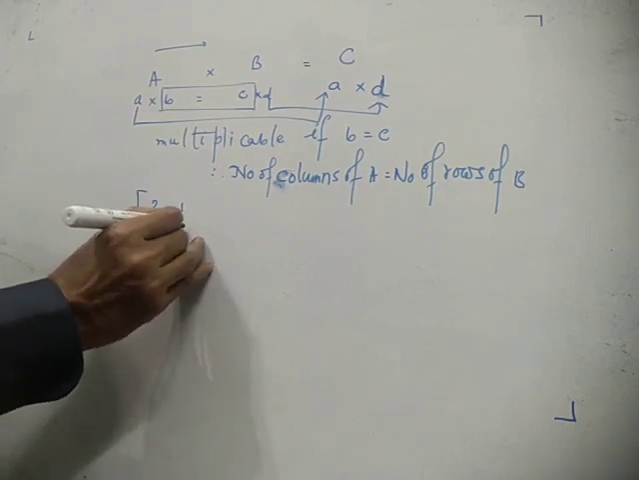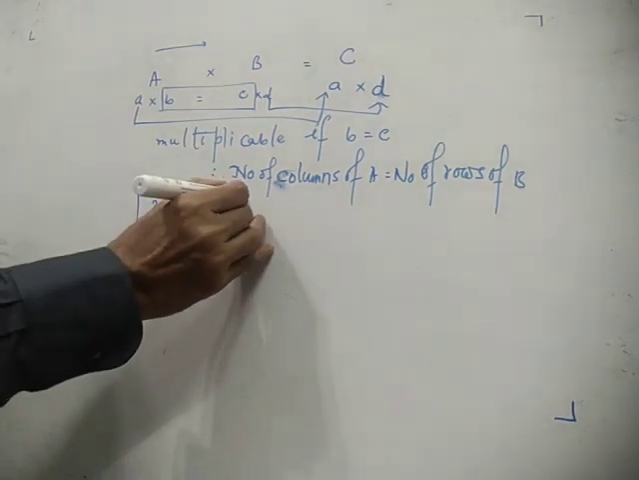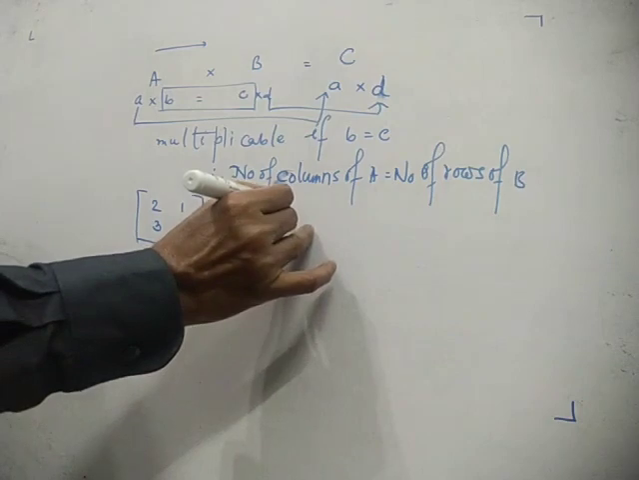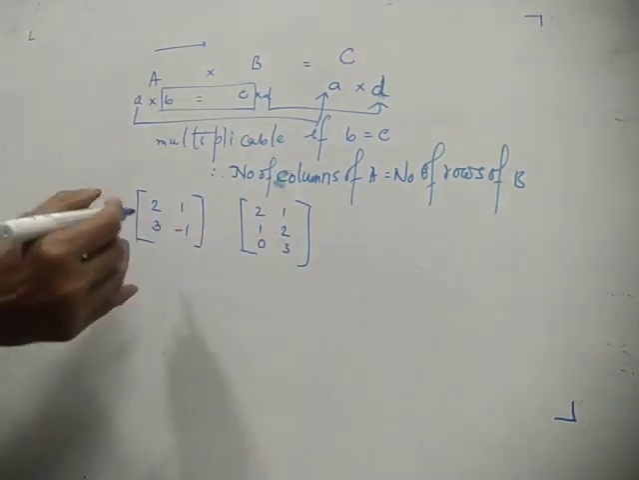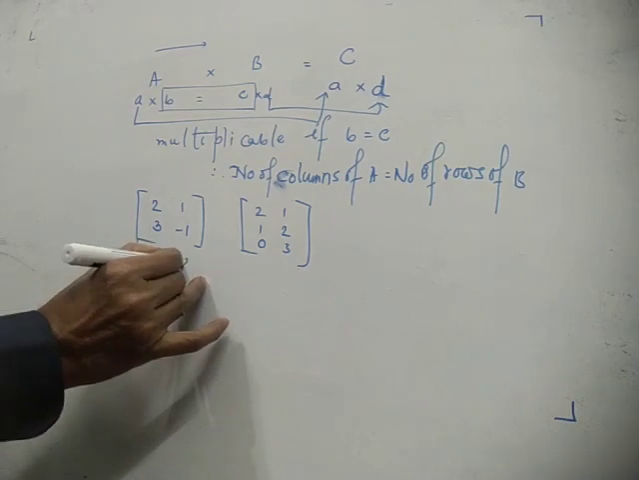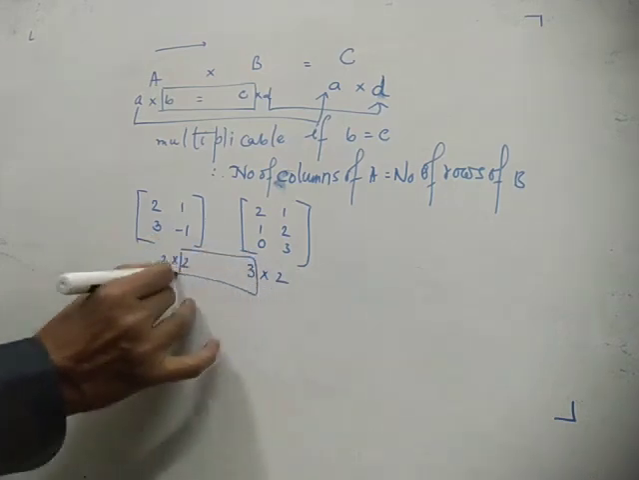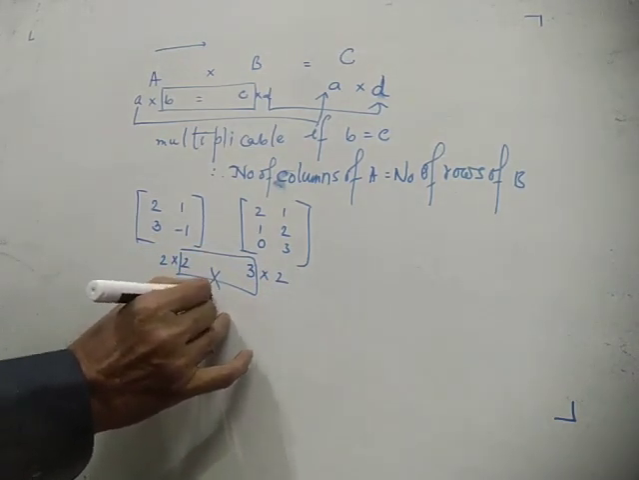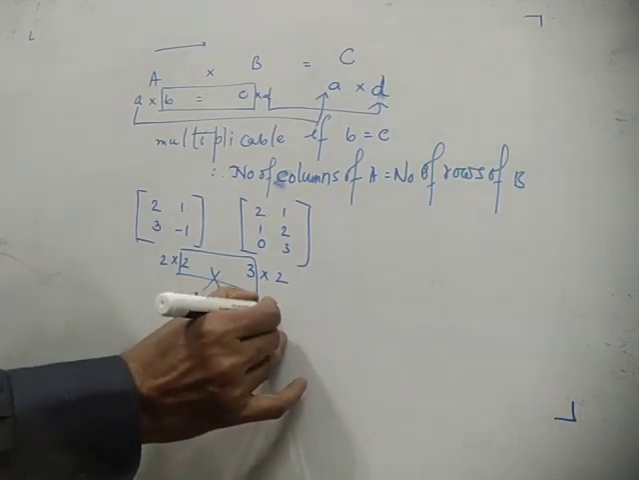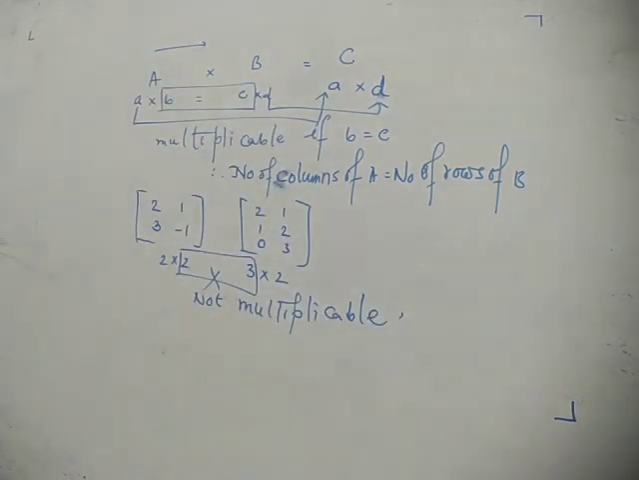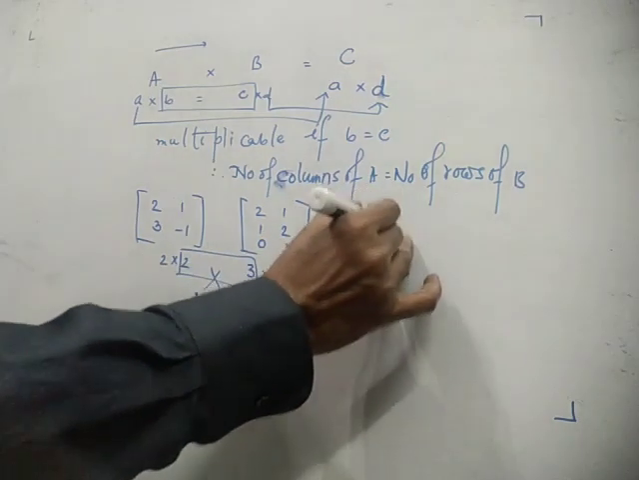Now we'll watch one example. The first matrix is 2, 1 in the first row and 3, minus 1 in the second row. The second matrix is of 3 by 2 type: 2, 1, 1, 2, 0, 3. So the first matrix is 2 by 2 and the second matrix is 3 by 2. So matrix multiplication is not possible, as the second number of the first matrix's order and the first number of the second matrix's order are not equal. 2 and 3 are not equal, so we cannot multiply.